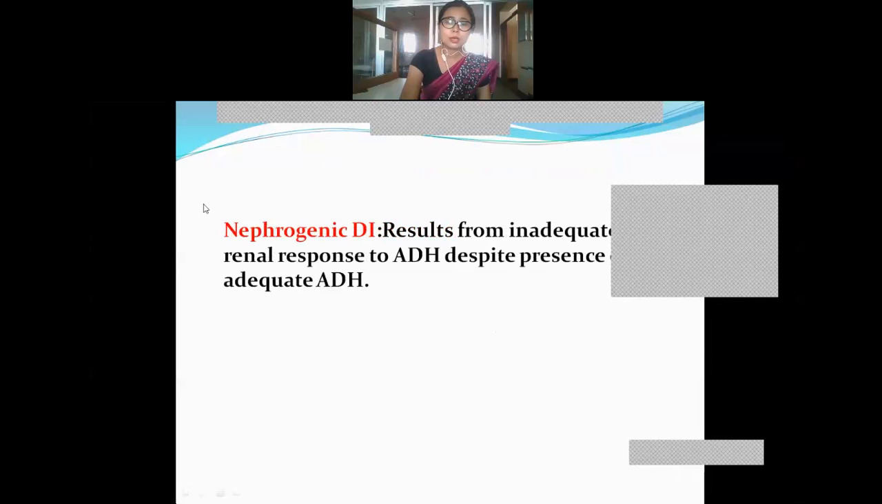So the term nephro means kidney. So nephrogenic DI. When the pituitary gland produces antidiuretic hormone, it will go to the kidney, where the function of antidiuretic hormone will start. But here what happens is the pituitary gland produces the antidiuretic hormone, but the kidney is not utilizing it, so there will be no reabsorption of sodium and water in the body.